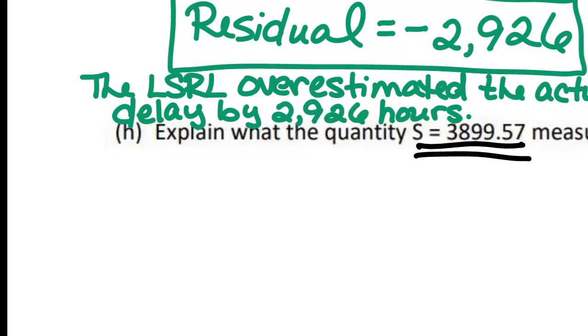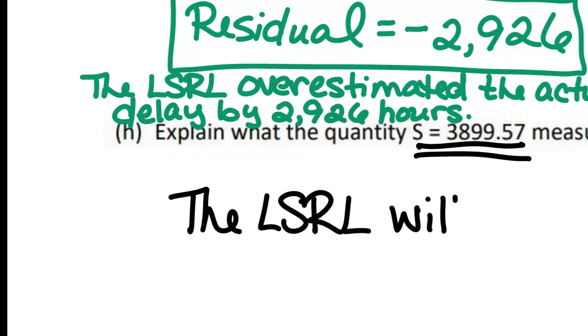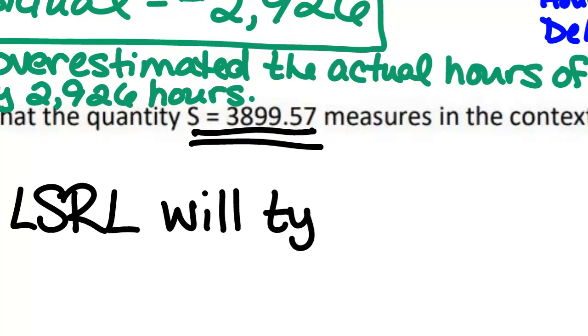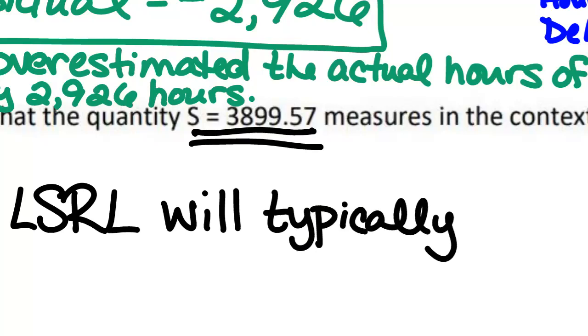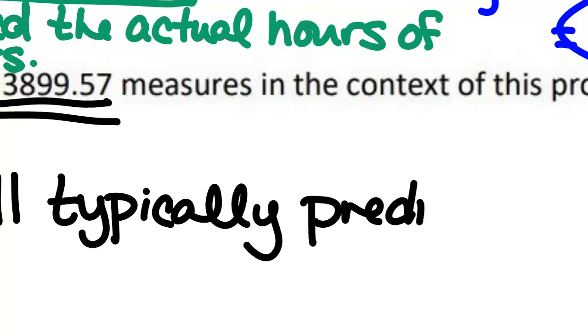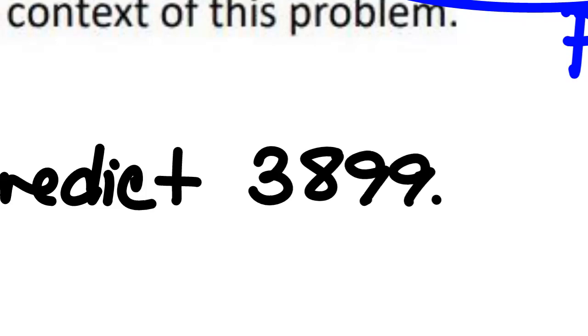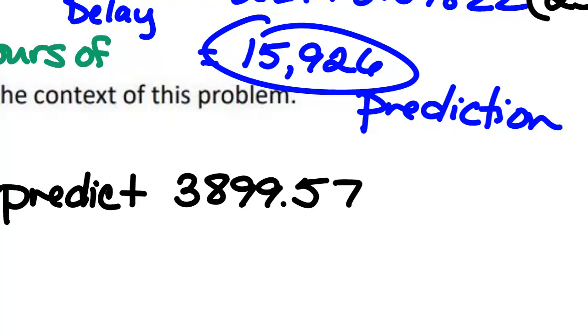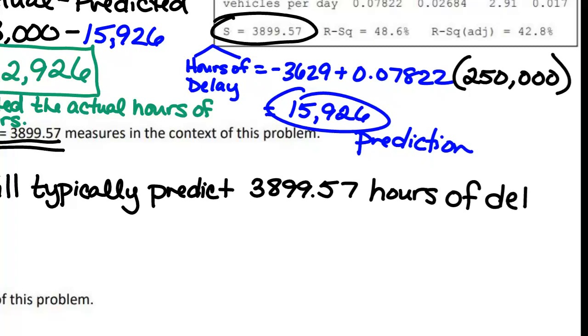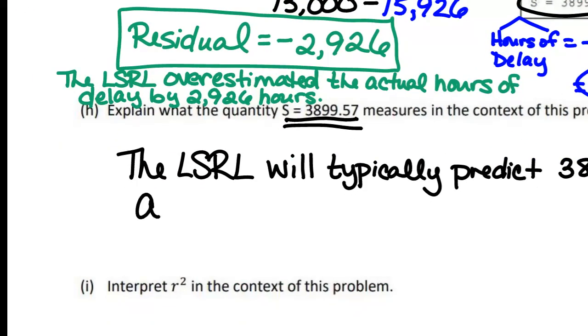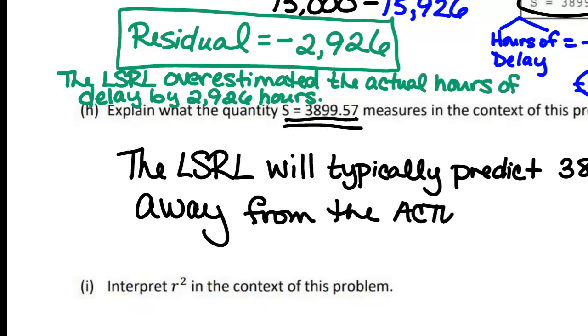So I would say that the least squares regression line will typically predict $3,899.57 hours of delay away from the actual hours of delay.